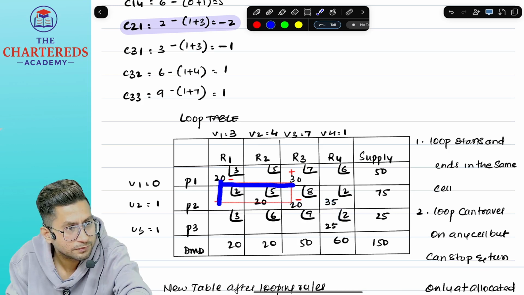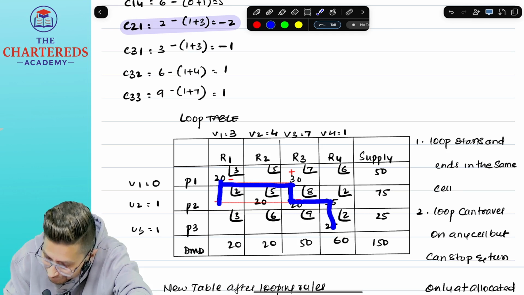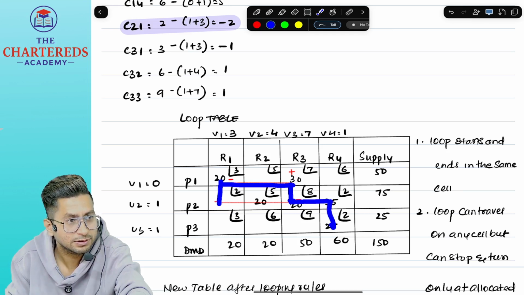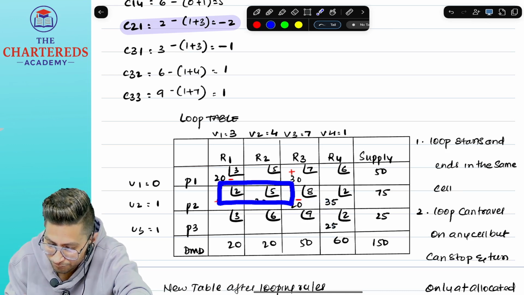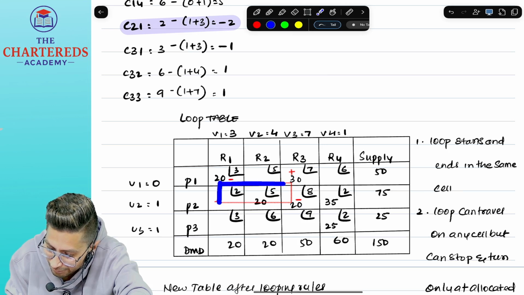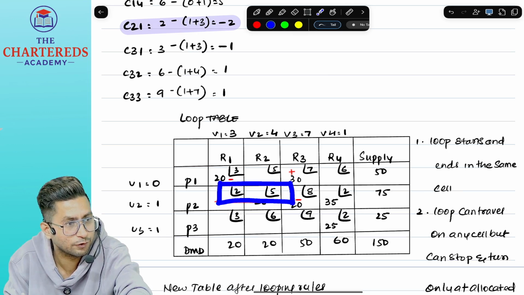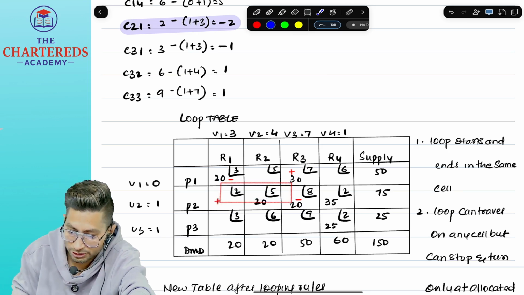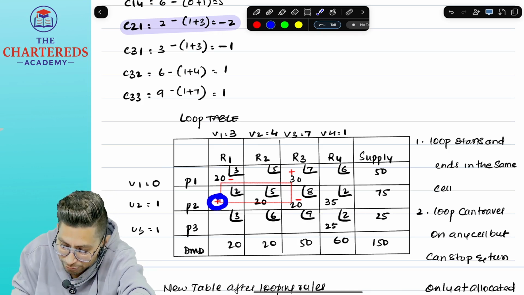Then here, then here, then here. Still is the loop forming? No. Again, I'll start from here. Like this I will go: allocated cell, allocated cell, allocated cell, coming back to the main cell. Here I formed a loop. Understood? So what are the looping rules? The loop will start from this cell and end also in it.